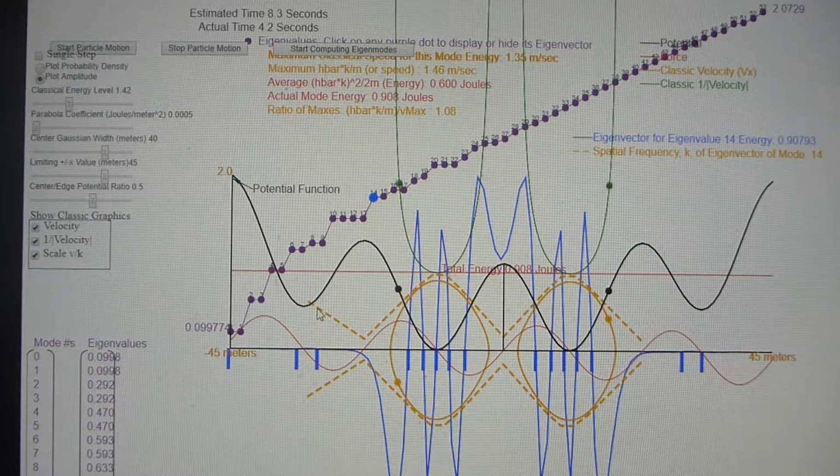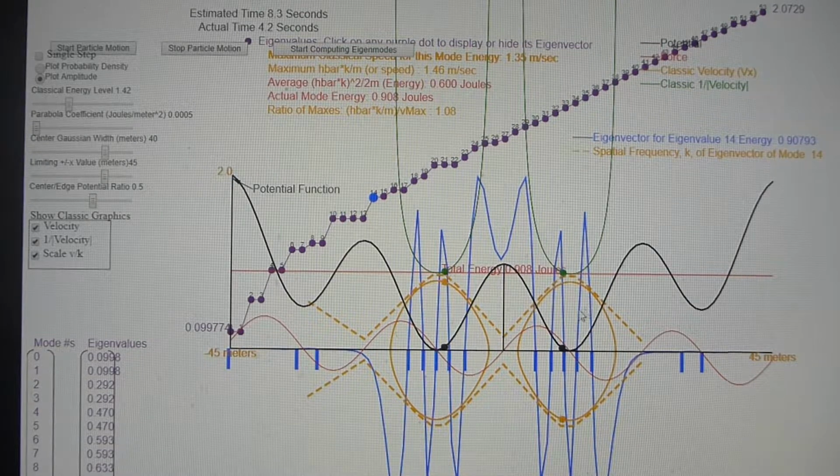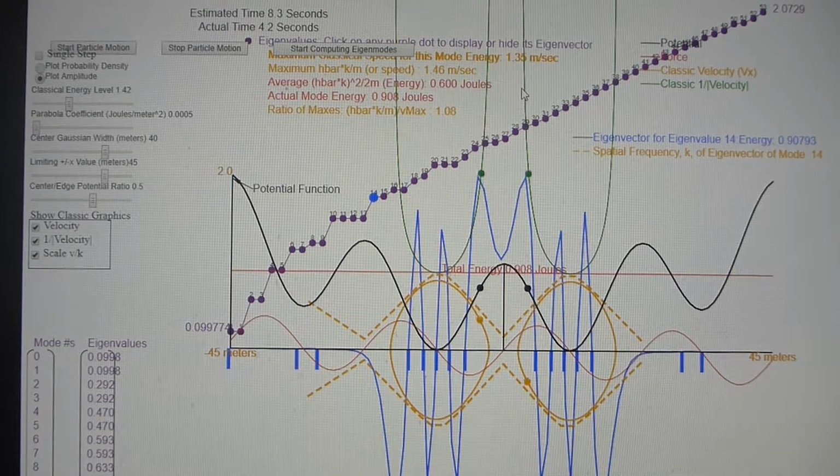Now there are no waves shown on the left-hand side or on the right-hand side, but we really do have a small frequency there, so the waves are just really low amplitude. Notice the good numerical correspondence between the two. It's 1.35 meters per second for the classical speed, and for the quantum speed it is 1.46 meters per second.